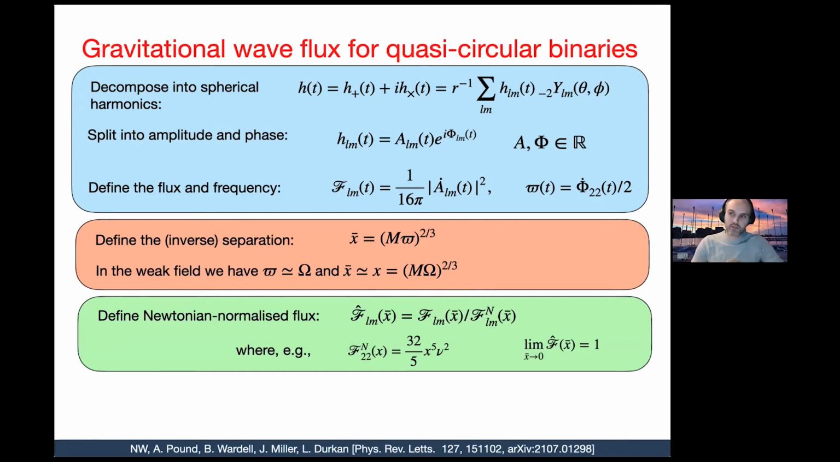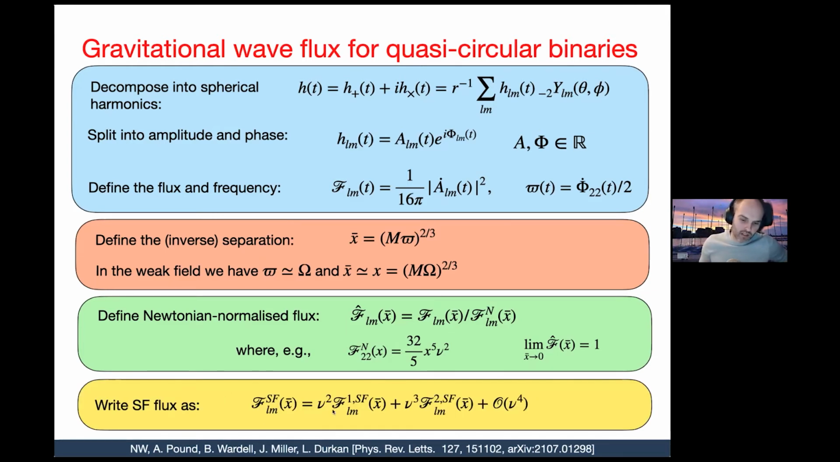In order to talk about results for the fluxes, it's actually pretty convenient to, first of all, normalize the flux by the Newtonian term. So for the 2-2 mode, for the quadrupole term, for instance, take the flux divided by the Newtonian term, and that gives us our f hat. So the Newtonian term is the well-known 32/5 x to the 5 nu squared, where this nu is the symmetric mass ratio. And this means that in the limit as x goes to 0, which is you move into the weak field, f hat always tends to 1, as in it tends to the Newtonian result, or the leading post-Newtonian result.